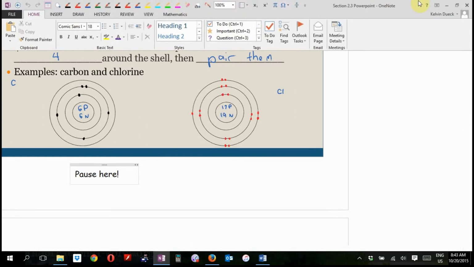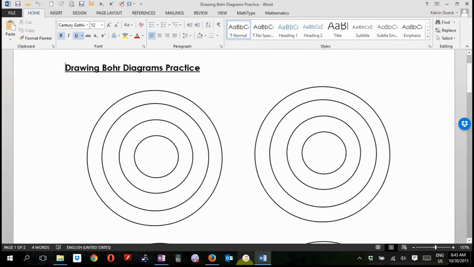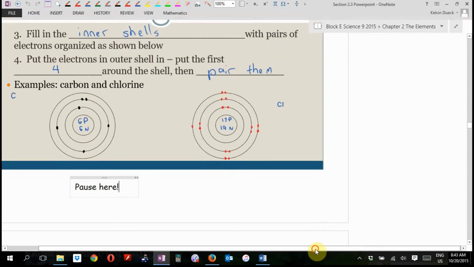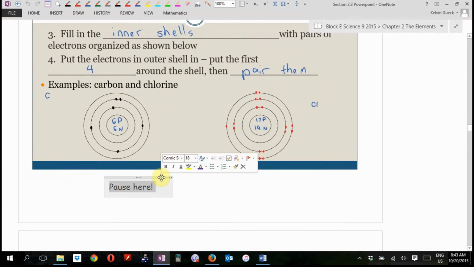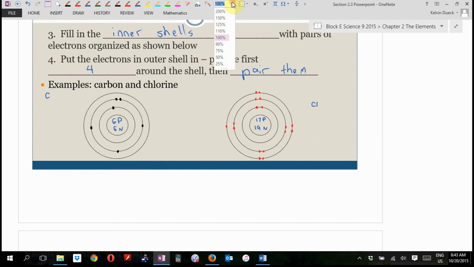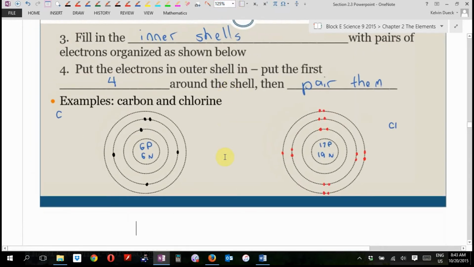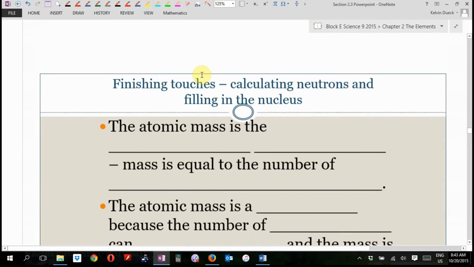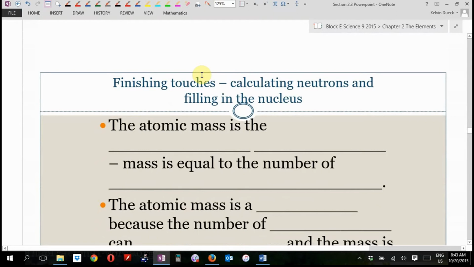Oh, wrong button. Pause here. No, let's continue on. And I think I can make this a little bit bigger, like that big. So we drew carbon, we drew chlorine. Finishing touches I wrote here.